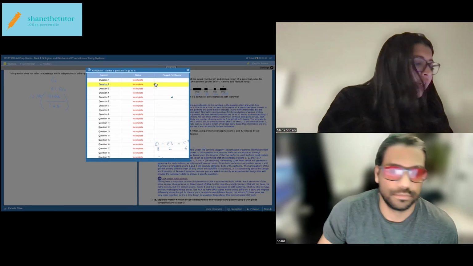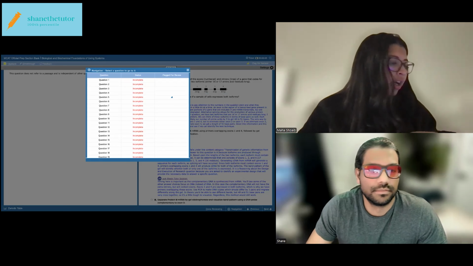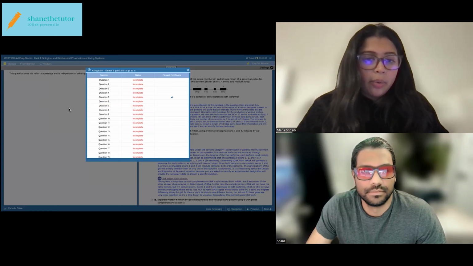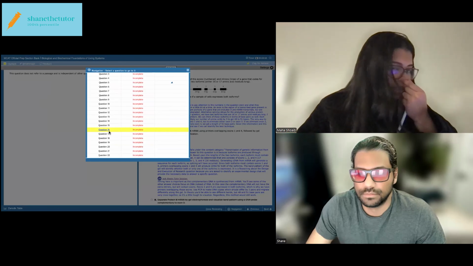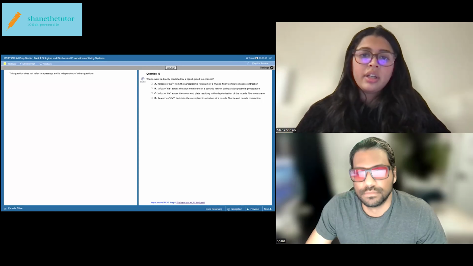The next one I need help with is, sorry, I'm just keeping an eye on the clock. I needed help with 16, 17, and 19. And then those are the last three that I was confused on in the section bank.